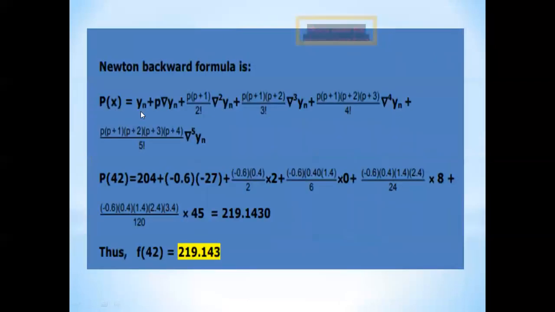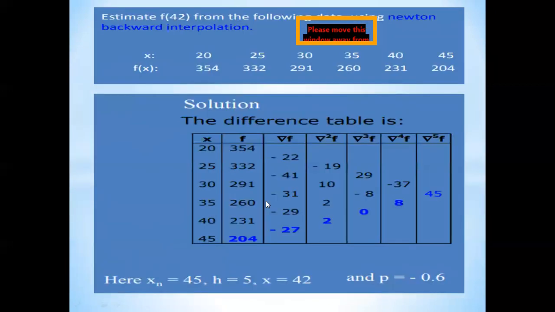So this is the formula: f(x) = yn + p ∇yn + p(p+1)/2! ∇²yn + p(p+1)(p+2)/3! ∇³yn and so on. Therefore yn value is 204. Here we have to consider only the last values of ∇f, ∇²f, ∇³f, ∇⁴f and ∇⁵f. We will consider only the last values because we are going to use backward interpolation.